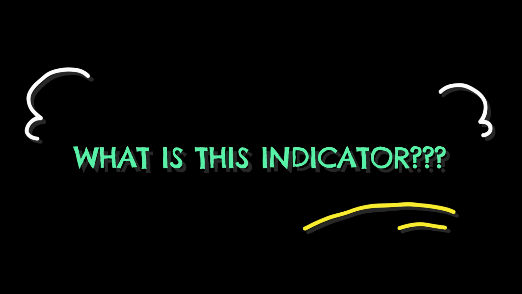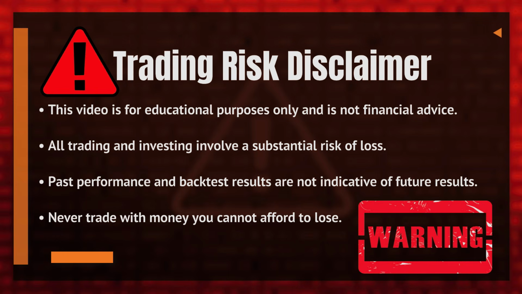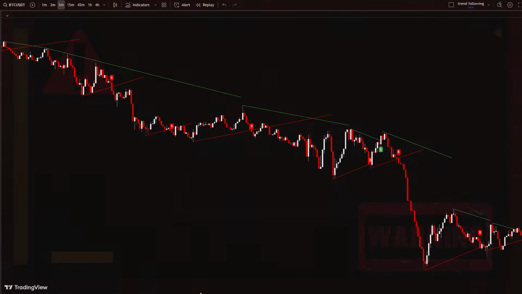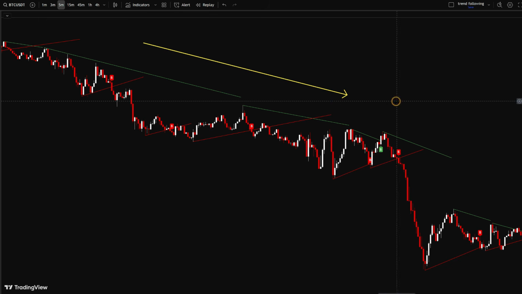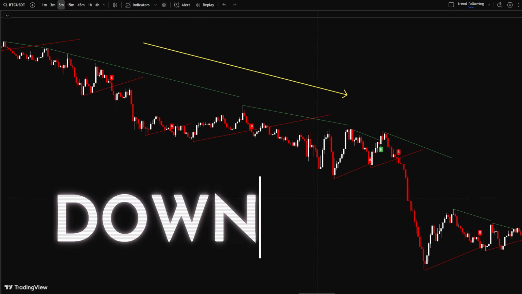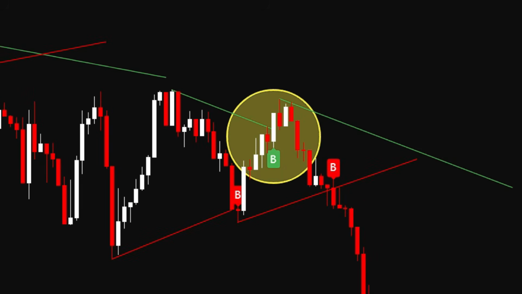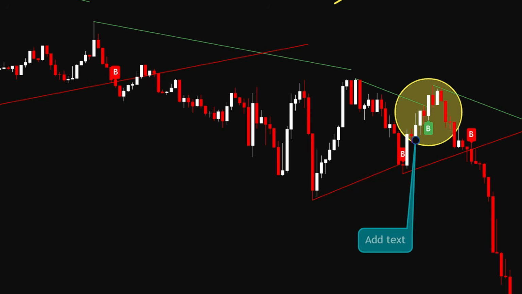So what's this indicator? I'll tell you in a second, but before that, a reality check. Trading involves risk, a lot of it. No indicator is 100% accurate. Sometimes they give false signals. Like here, the trend is clearly down, but the indicator prints a bullish breakout. Follow it blindly, probably a loss. And that's fine. Trading isn't about being perfect, it's about reducing mistakes.